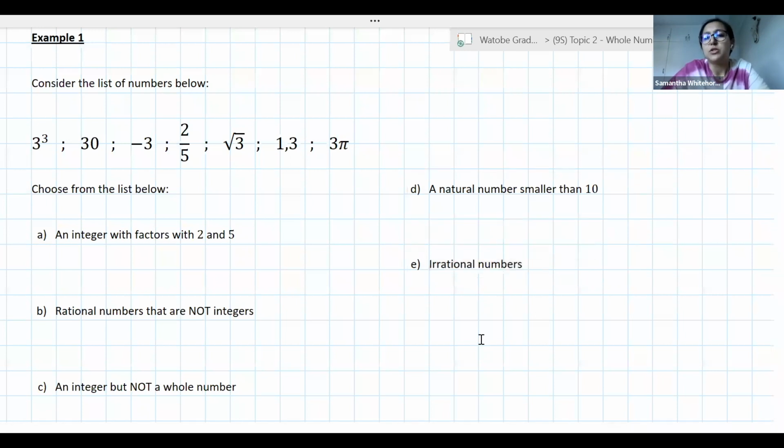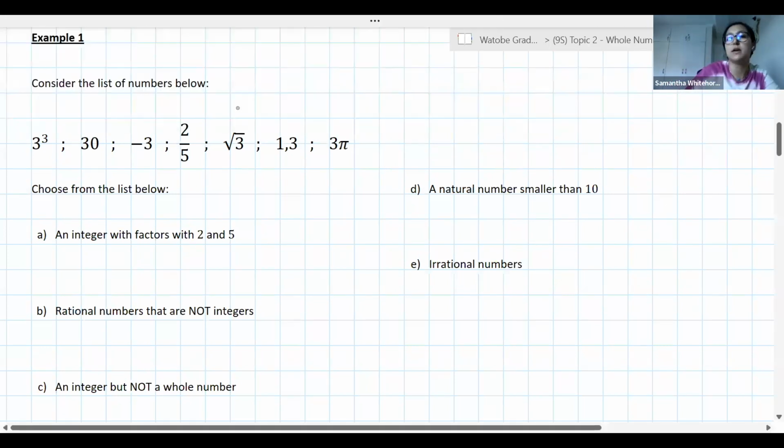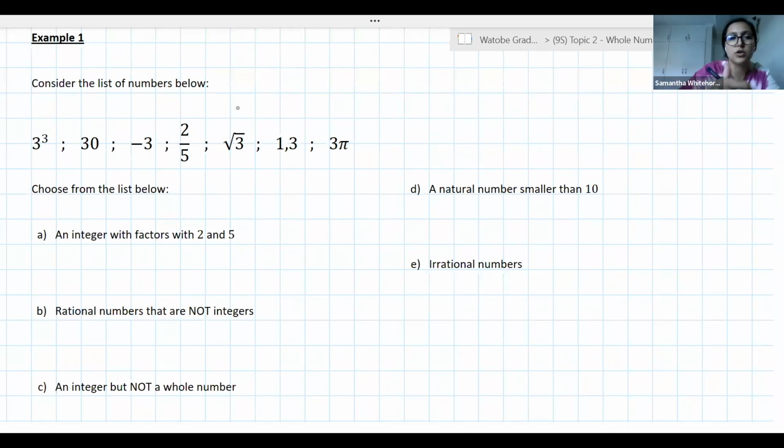And so what we want to do here is take this list of numbers and identify specific numbers according to the questions or the instructions. So remember, I've said to you as well, whenever you get given a list of numbers like this, make sure that you simplify the numbers, just so that you know exactly what you're working with.